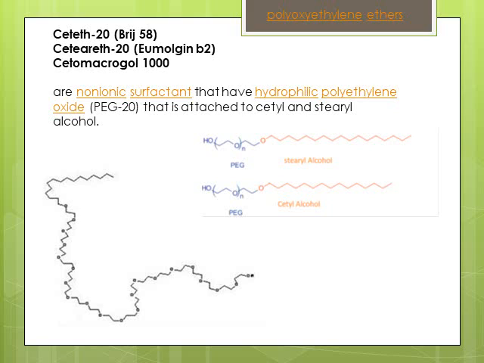Ceteth 20 and ceteareth 20 are non-ionic surfactants that have hydrophilic polyethylene oxide attached to fatty alcohols. Now, in the case of these excipients, the polyethylene oxide is PEG 20 and the fatty alcohol is cetyl and stearyl alcohol.